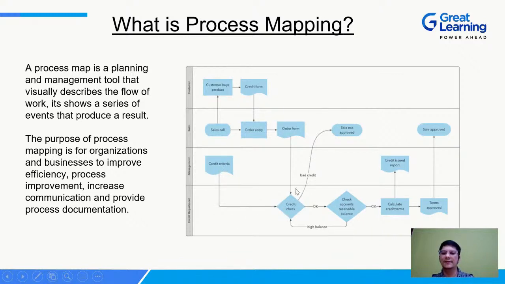If the client has a bad credit, the sale is not approved. If the credit score is really high, the credit management team validates the client's accounts receivable, calculates the credit term, a credit report is issued, the terms are agreed by the client and the customer, and the sale is approved.